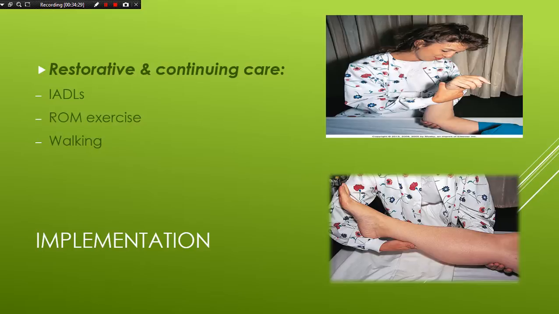Check the environment to be sure that there are no obstacles in the patient's path. Provide support at the waist by using a gait belt so the patient's center of gravity remains midline. Patients with hemiplegia, one-sided paralysis, or hemiparesis, one-sided weakness, often need assistance with walking.